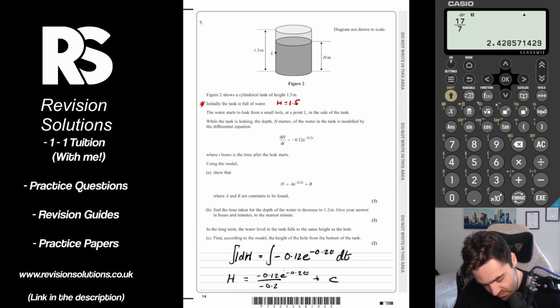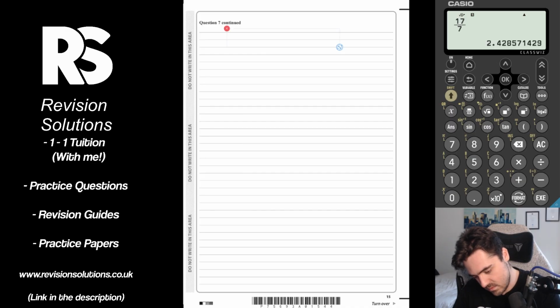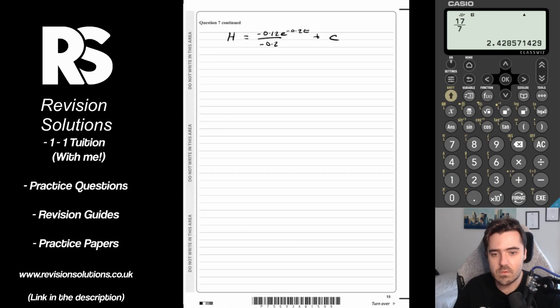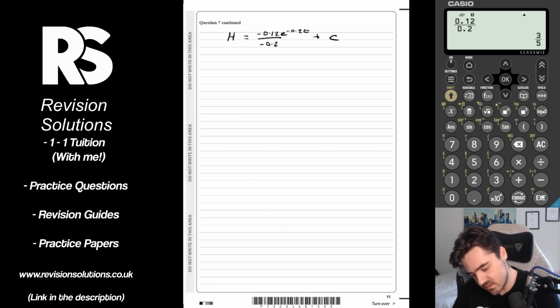Let's just copy this line of working to the next page. So simplifying that down, 0.12 over 0.2, because those minus signs are going to cancel. That's 3/5 or 0.6. We'll write it as 0.6. Sorry, what I meant to say is that the minus signs will cancel. So we have 0.6 e to the minus 0.2 t plus c.